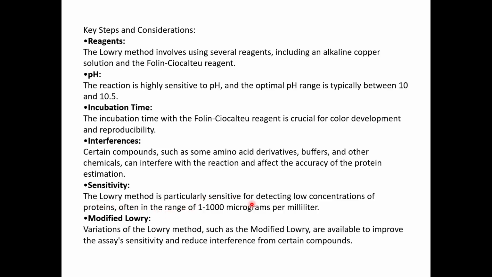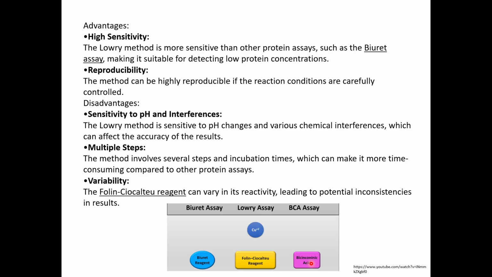The Lowry method is particularly sensitive for detecting low concentrations of proteins, often in the range of 1 to 1000 micrograms per milliliter. Then modified Lowry is also there. There are variations of the Lowry method, such as modified Lowry, available to improve the sensitivity of the assay and reduce the interference of certain compounds.